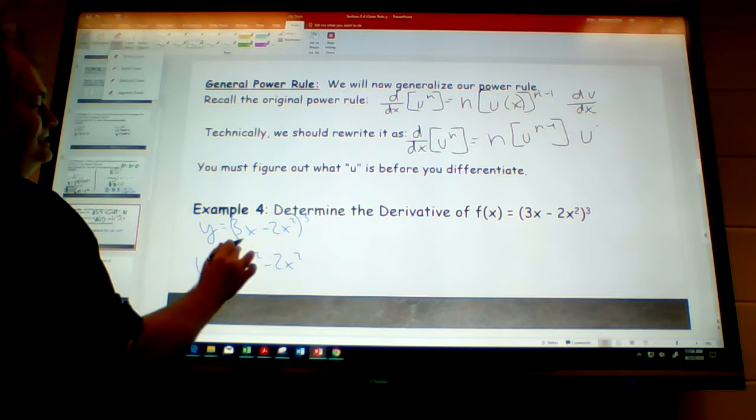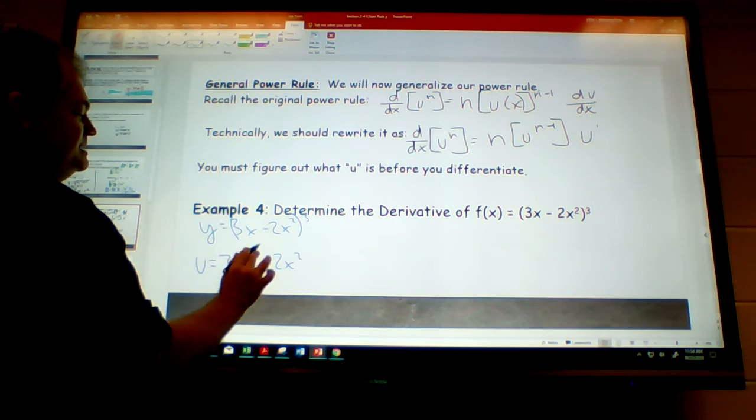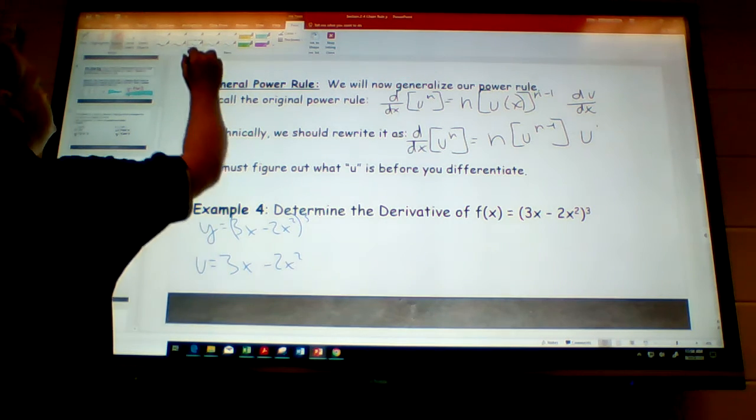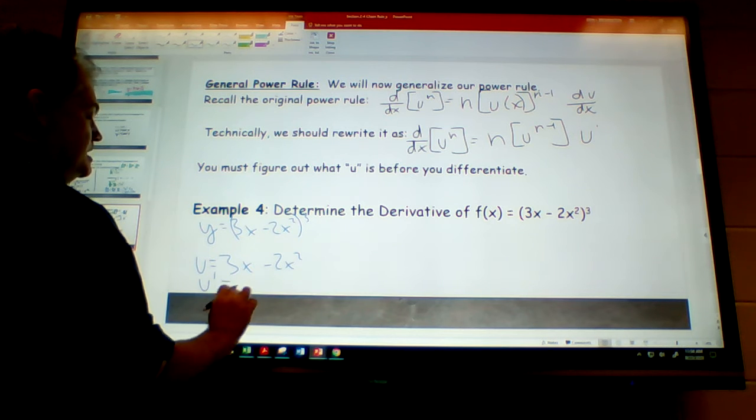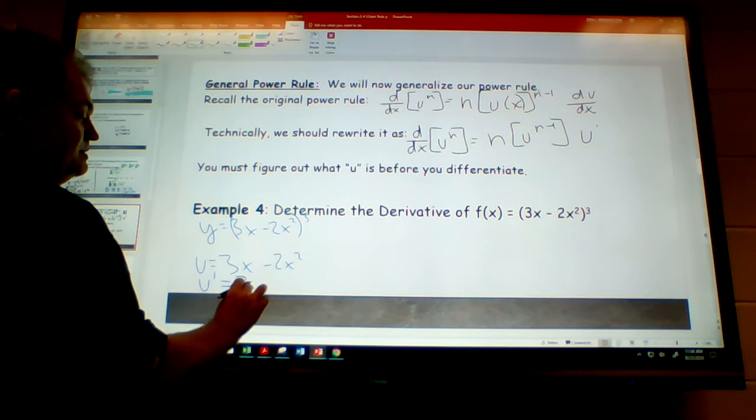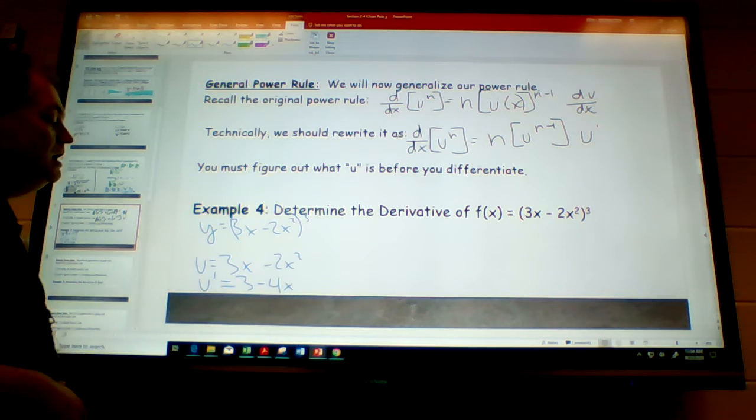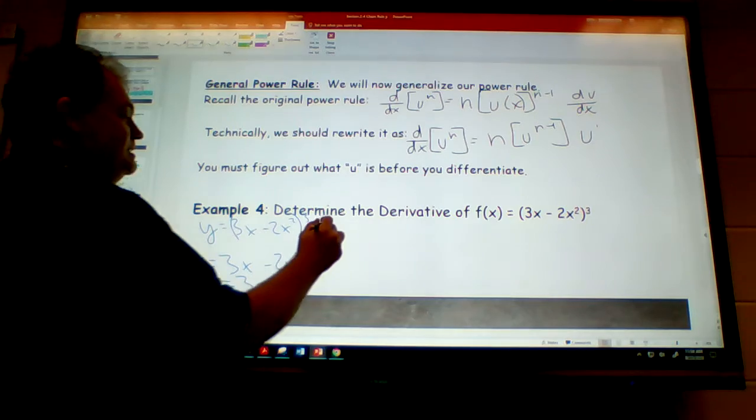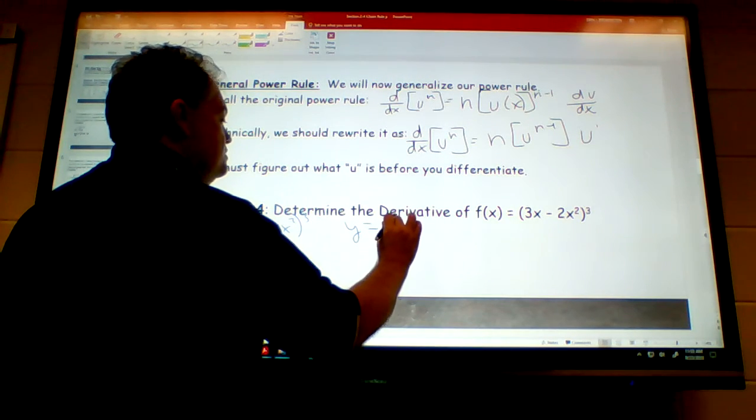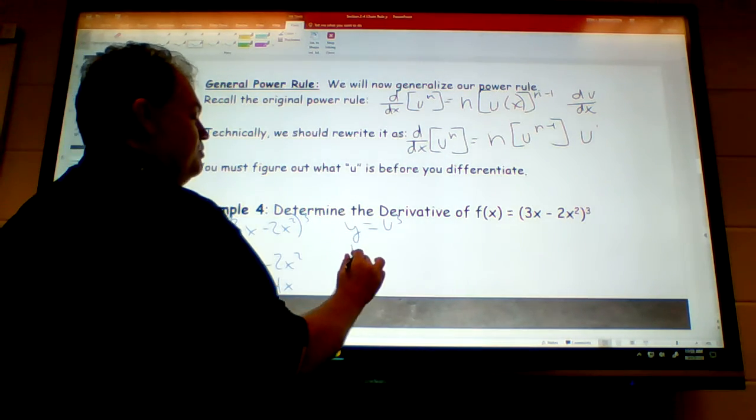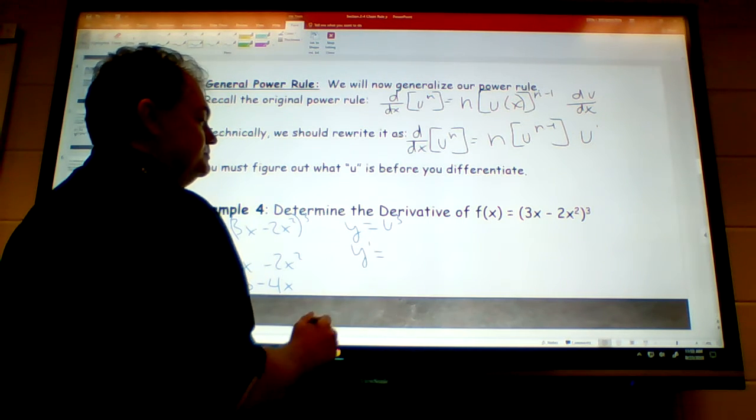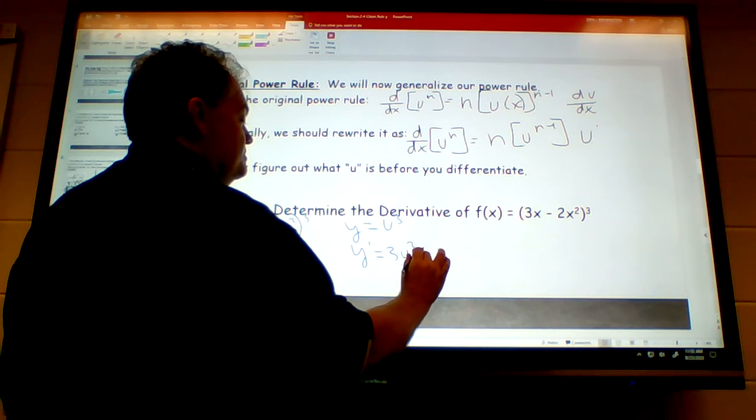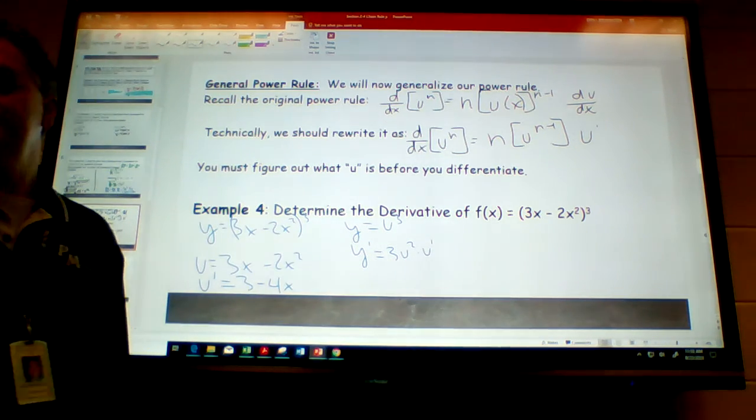And I did it again. I said squared when I shouldn't have, so I apologize for that. That was my fault. So u prime is just the derivative of this, which is 3 minus 4x. All right, so that's u prime, because we differentiate what's inside. Now, if we rewrite this as y equals u to the third, well, y prime is going to equal 3u to the second times u prime.